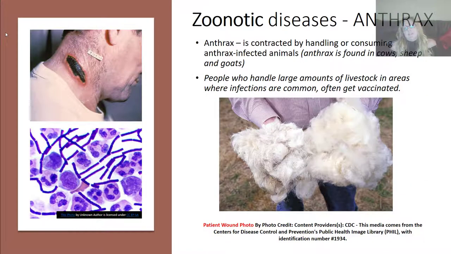Another zoonotic disease is anthrax. It's contracted by handling or consuming anthrax-infected animals. Anthrax is found in hoofed animals such as cows, sheep, and goats. People who handle large amounts of livestock in areas where infections are common are at risk. Luckily, it's not found here in California, and luckily there is a vaccine made available for people that are at high risk.